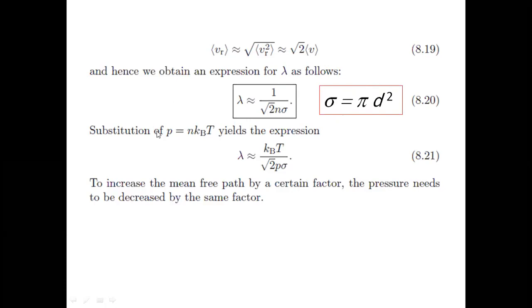Now, substituting the pressure P equals N k_B T, instead of N we substitute P over k_B T. So lambda equals k_B T over the square root of 2 P sigma. So to increase the mean free path by a certain factor, the pressure needs to be decreased by the same factor. So it is inversely proportional to the pressure. Okay, so the more we decrease the pressure, the more the mean free path increases.